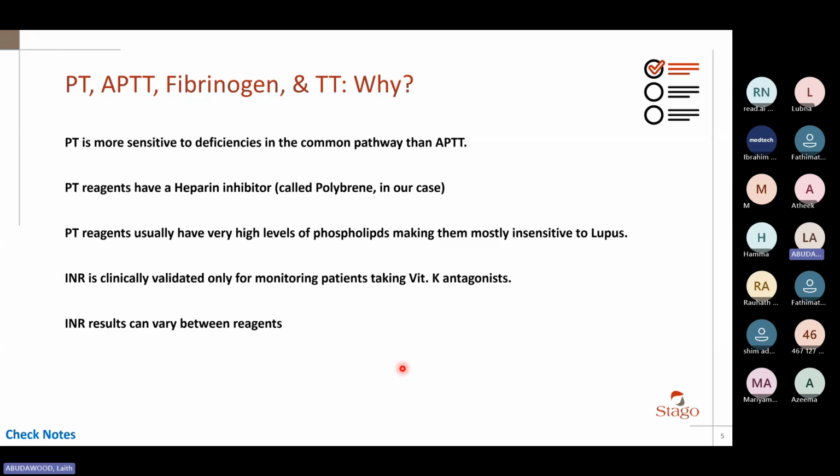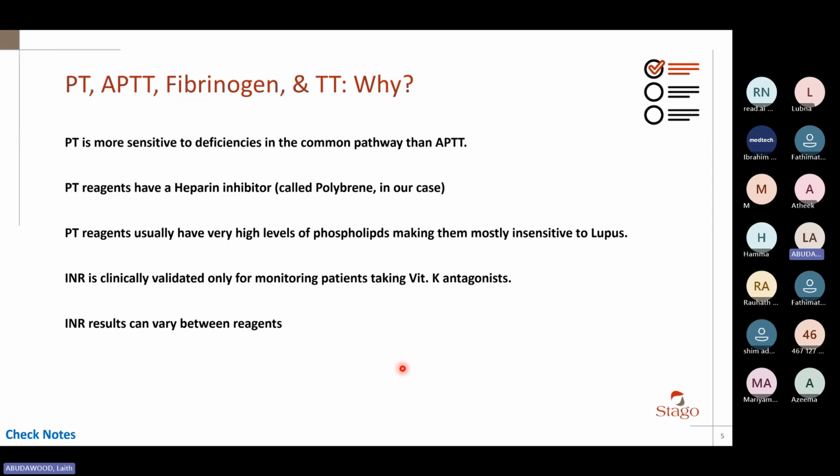That can be glass, kaolin, silica, or lactic acid, depending on the manufacturer and the reagent. We activate the intrinsic pathway, then we go to the common pathway. The intrinsic pathway includes factors 12, 11, 9, and 8. 9 and 8 work together. 9 and 8 activate factors 10 and 5, let's say. Then in the common pathway, 10 and 5 activate 2, and 2 converts fibrinogen to fibrin, then you get a clot.